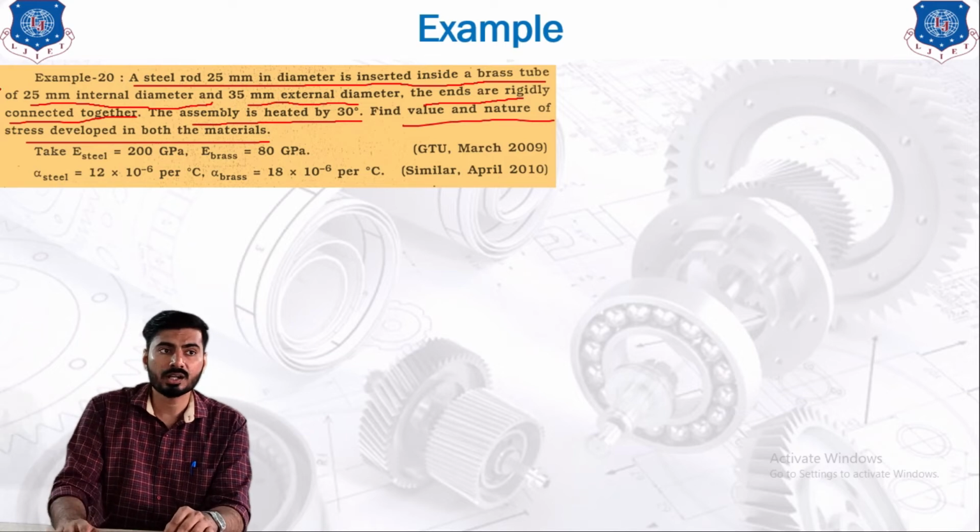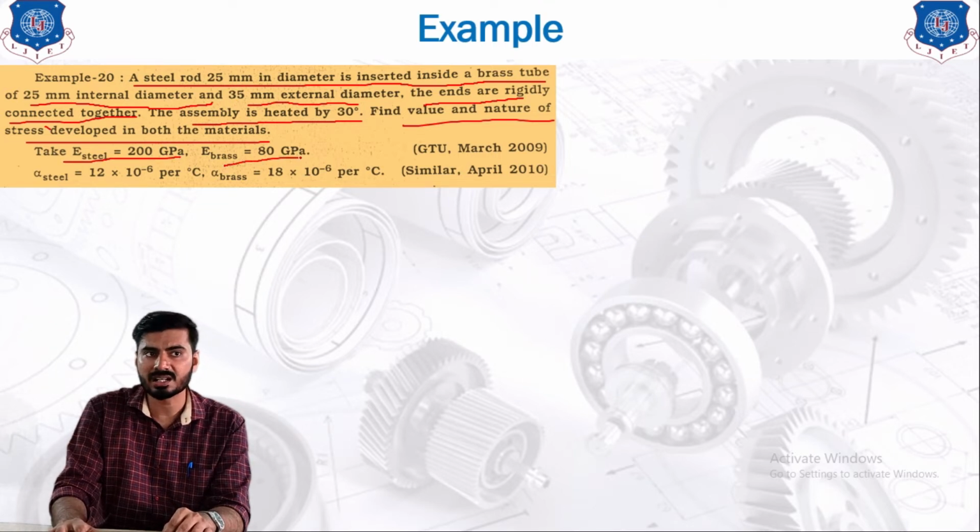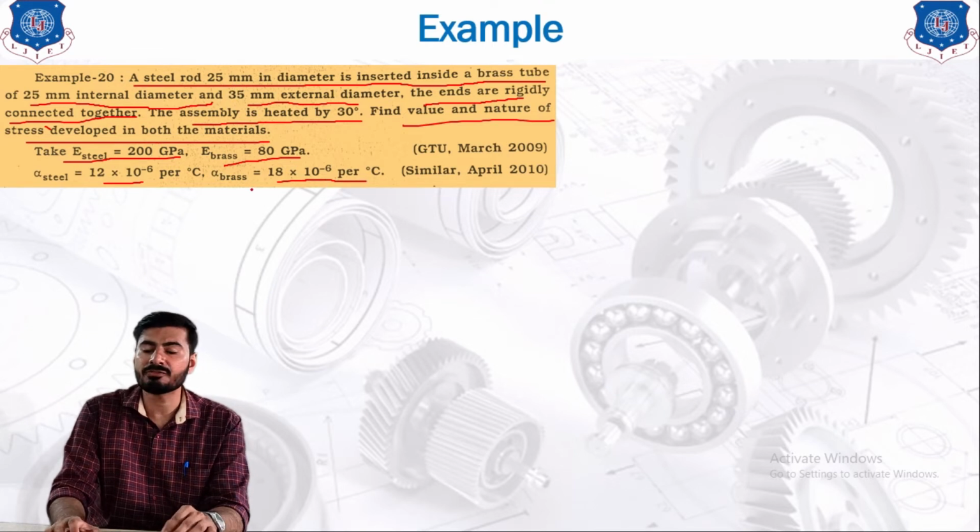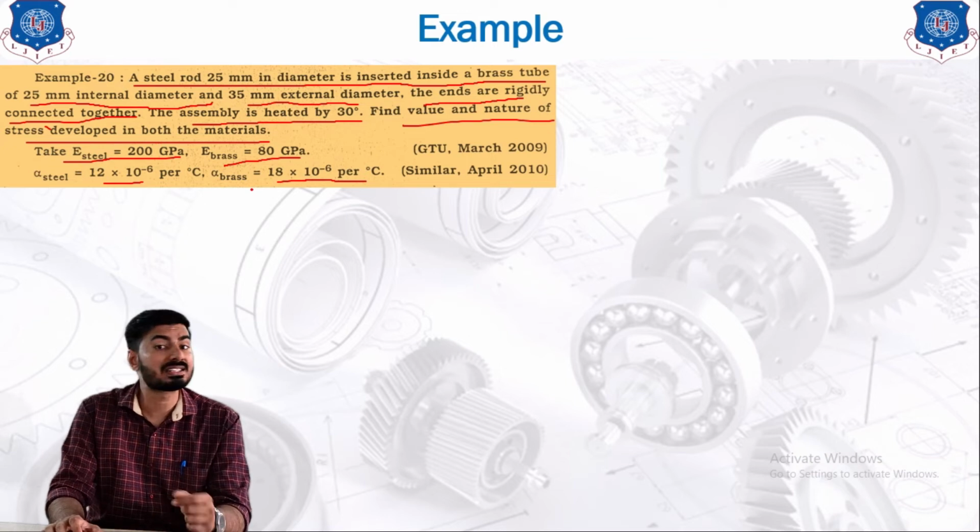For that, they have also provided the value of Young's modulus for steel material as 200 gigapascal and for brass material as 80 gigapascal. Alpha for both the materials is given, and from the given data we can say that alpha of brass material is more than alpha of steel material.